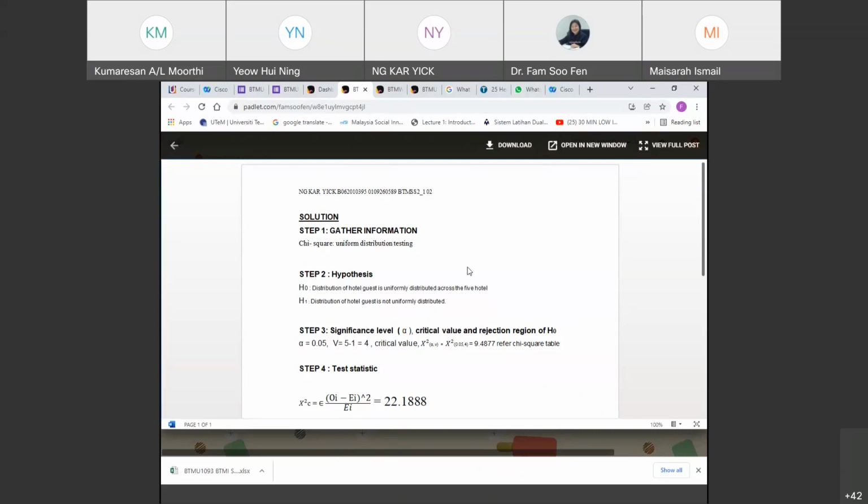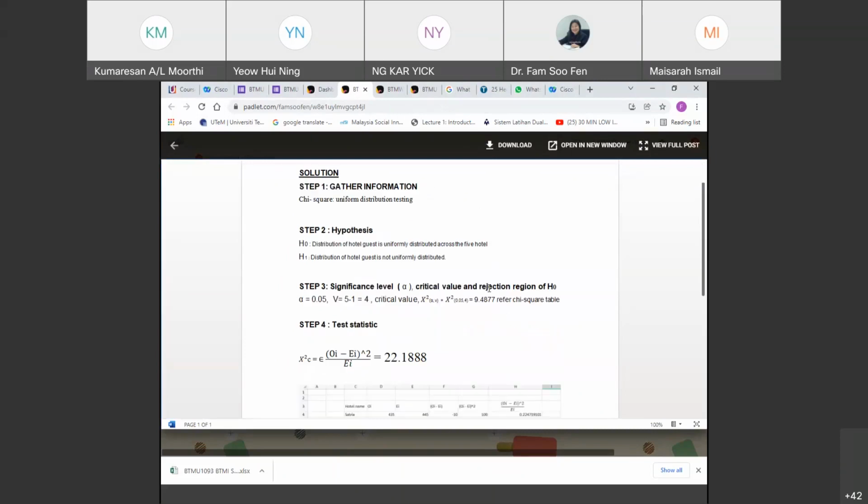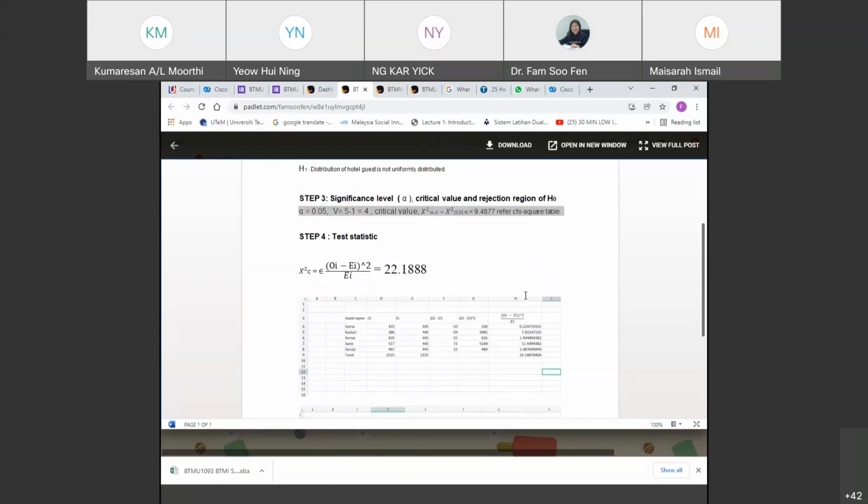Okay, H0 distributions. Hotel guests are uniformly distributed across the 5 hotels. Okay, step 1: you write alpha, critical value, refer to this one. Here you lost marks, you lost your mark for the rejection region. Okay, next, test statistics.